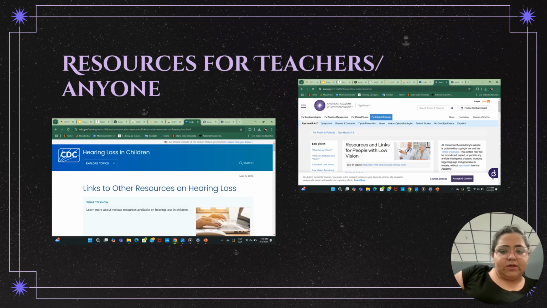The only thing I have to mention for this slide is that I was also able to find some resources that can be helpful for hearing impairment and visual impairment.